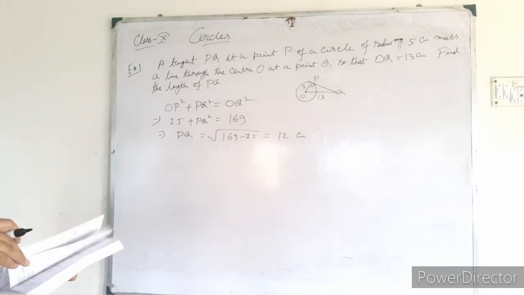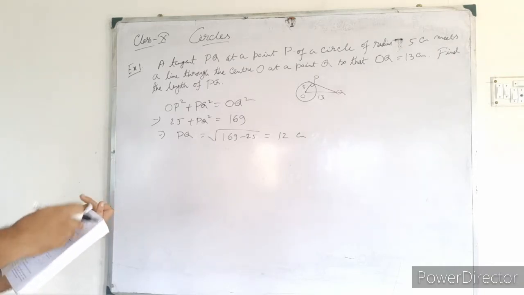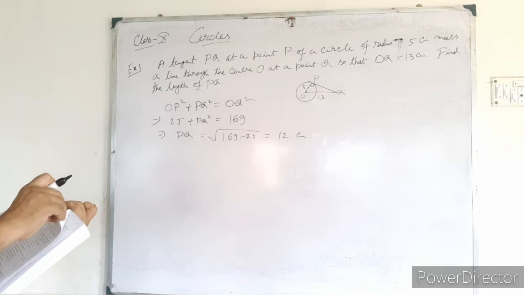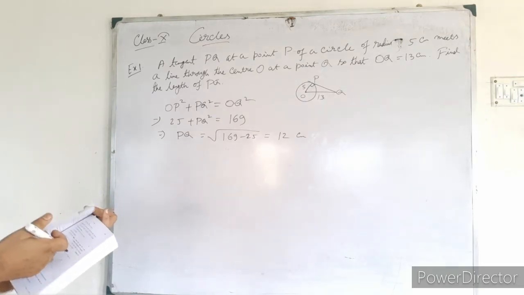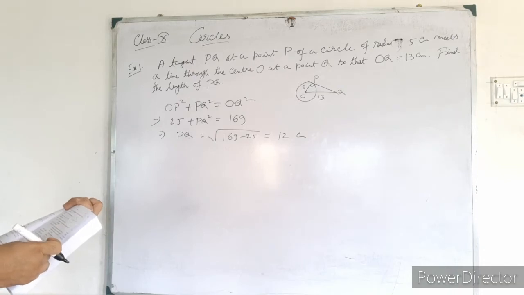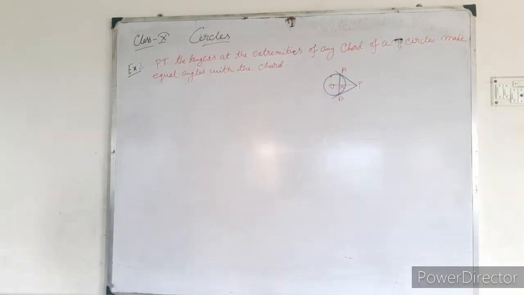So students, let's start another example, one of the most important examples. Let me find that one. Yes, this one. So students, this is our next example. Prove that the tangents at the extremities of any chord of a circle make equal angles with the chord.